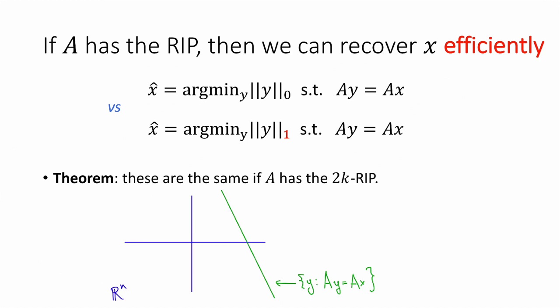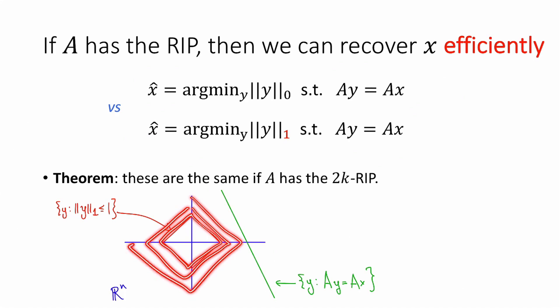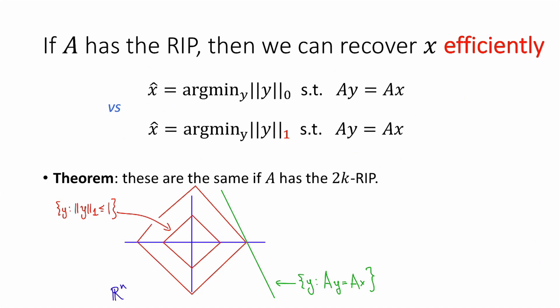To understand the geometric intuition for that, let's consider what the L1 ball looks like. So here's the L1 ball. This is the set of all vectors y with L1 norm at most 1. In order to find the vector in this affine subspace with smallest L1 norm, we basically just imagine puffing up this ball until we hit that space. And the point where the ball hits, right here, is going to be the minimizer. So this is x hat.